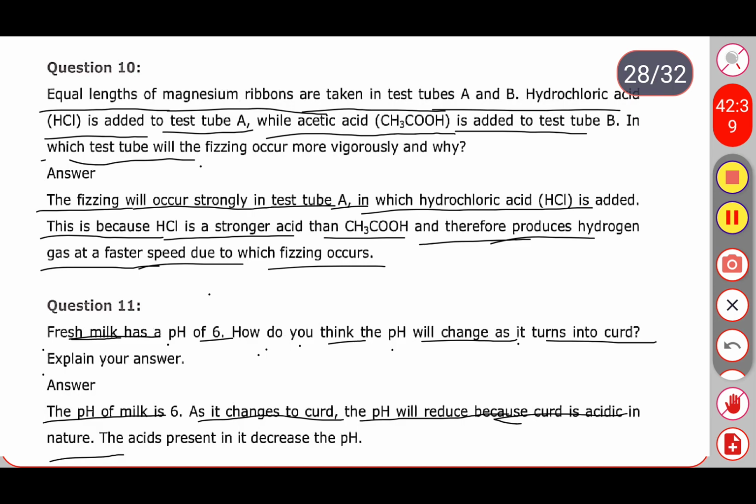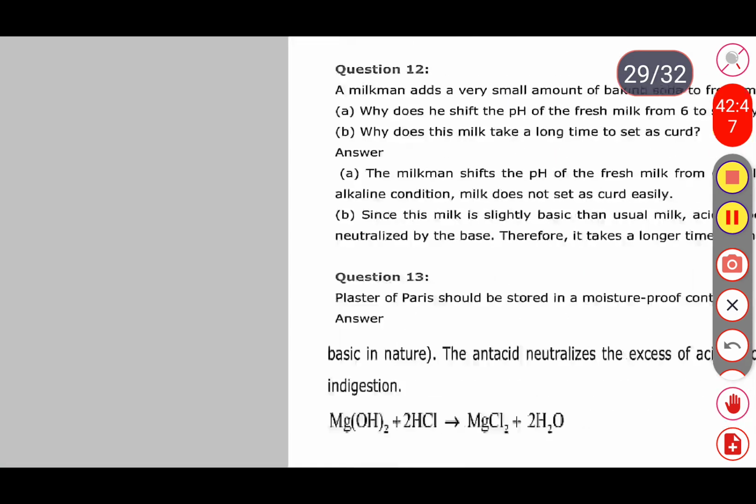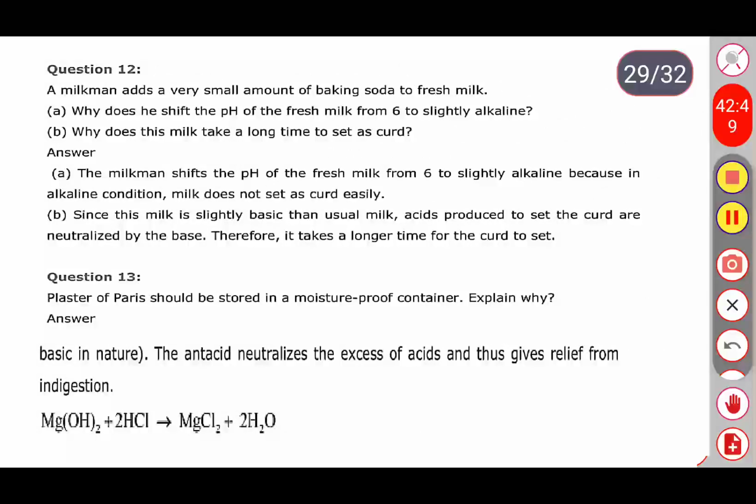A milkman adds a very small amount of baking soda to fresh milk. Why does he shift the pH of the fresh milk from 6 to slightly alkali? Why does this milk take a long time to set as curd?